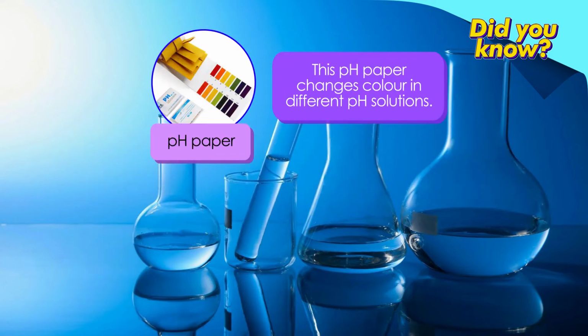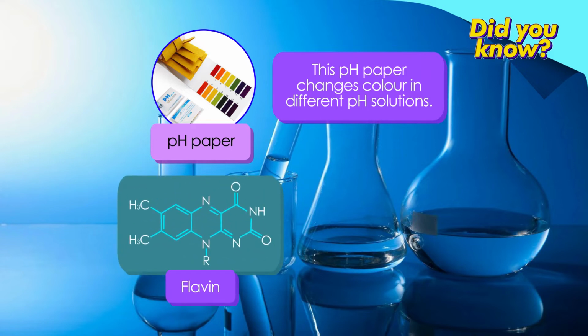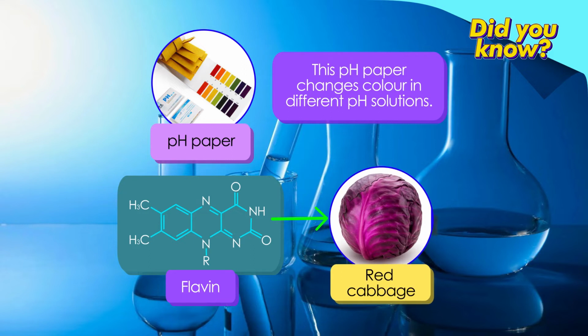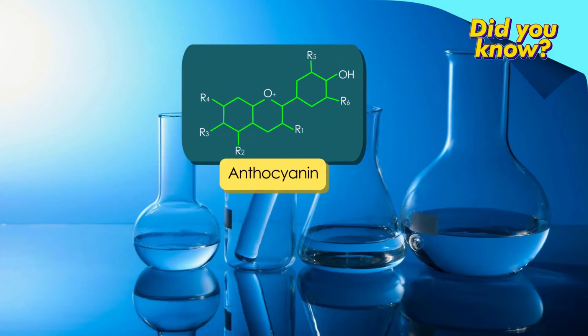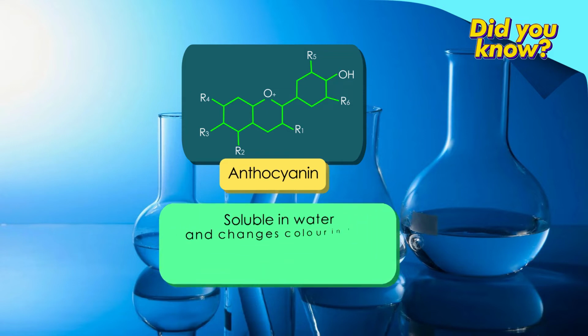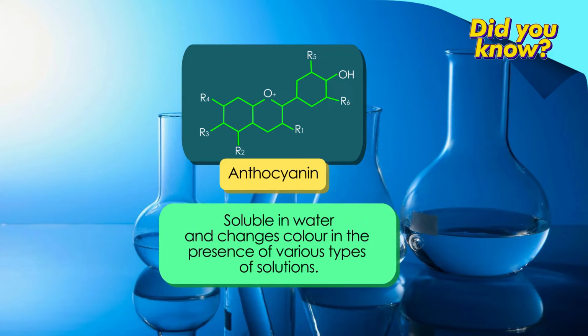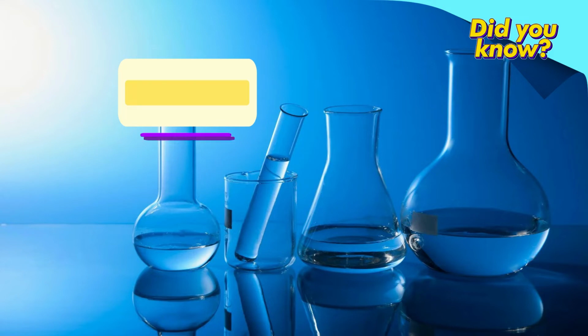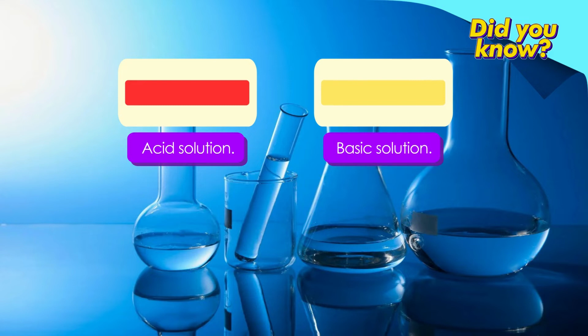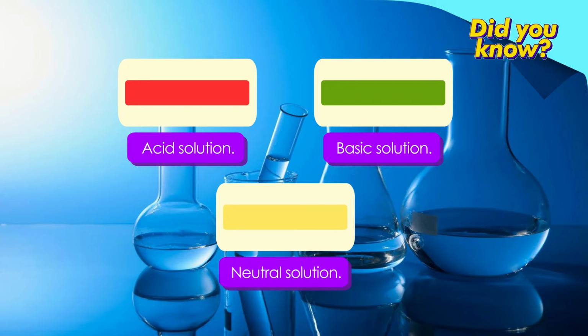This pH paper changes color in different pH solutions because of the chemical flavin, which is a pigment present in red cabbage. This molecule, which is an anthocyanin, is soluble in water and changes color in the presence of various types of solutions. In the presence of an acidic solution, it turns red. In the presence of a basic solution, it turns greenish. In the presence of a neutral solution, it turns purple, as indicated by Administrator L. Bry at MedSci Research.